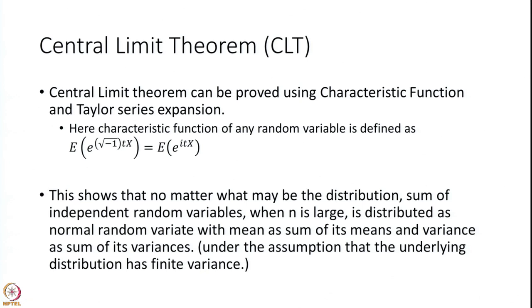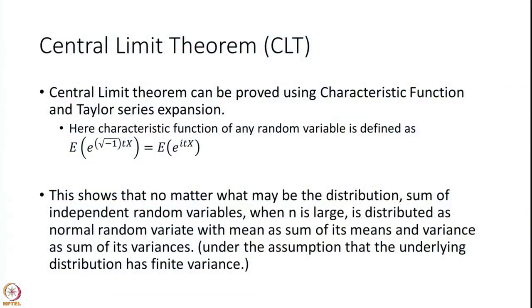Now, let us look into how the proof generally goes. The central limit theorem is proved using the characteristic function and Taylor series expansion. Characteristic functions we have not introduced so far in our course. However, we have introduced what is called the moment generating function. Do you recall? The moment generating function of any distribution we had introduced, and this is another version of a moment generating function, called the characteristic function.